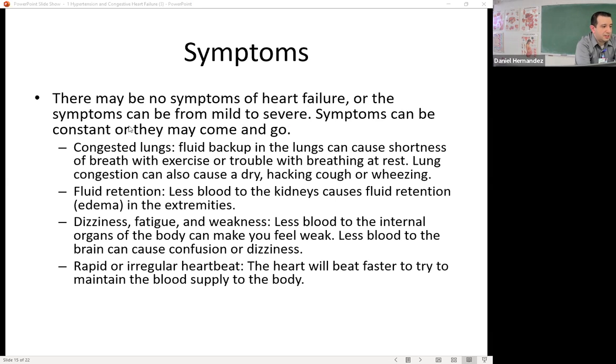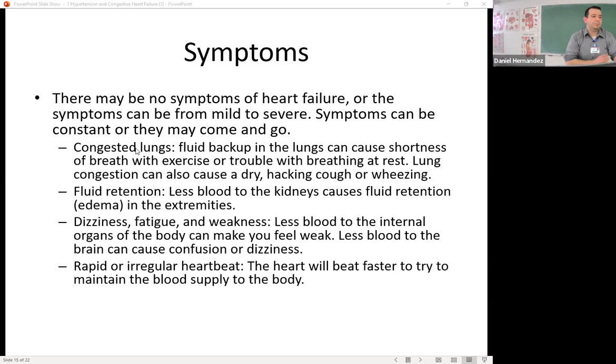So if a patient has congested lungs, so this is fluid that's backed up into the lungs, this we'll call it shortness of breath, difficulty breathing, dyspnea on exertion, so maybe it's just with exercise. Could be only shortness of breath when they lie back. So lung congestion can cause dry or hacking cough or wheezing.